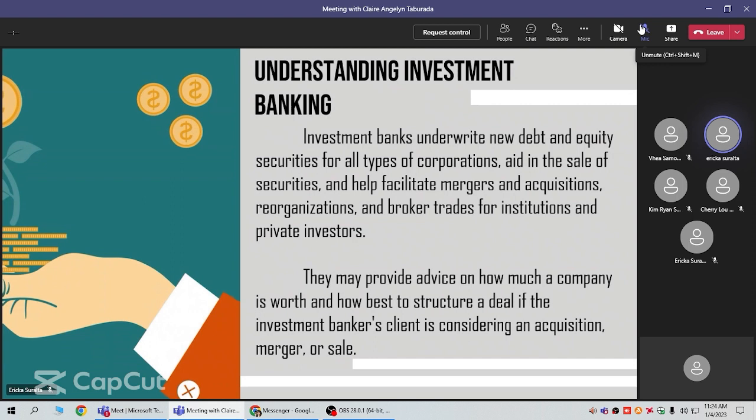So these investment banks help all types of corporations with the sale of securities, for example clients who want to merge or acquire another corporation. They give advice, especially on how much a company is worth. If a corporation comes to them, they determine its worth, and when the client becomes interested, the investment bank acts as the middle party between the company and the client, providing the best negotiation for the money, like a contract, a win-win situation for the two, in considering the acquisition, merger, or sale.